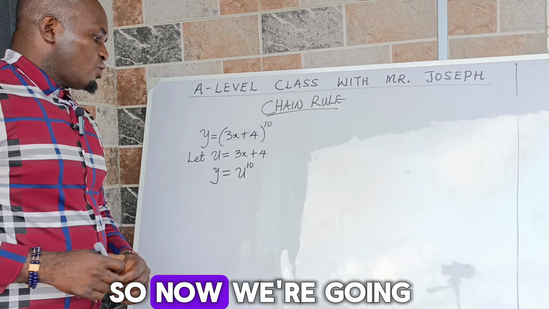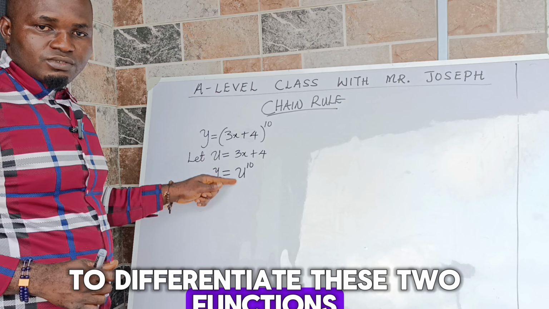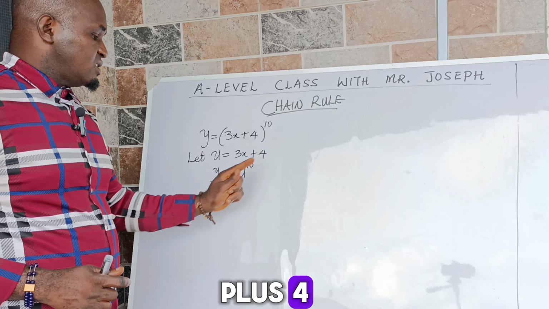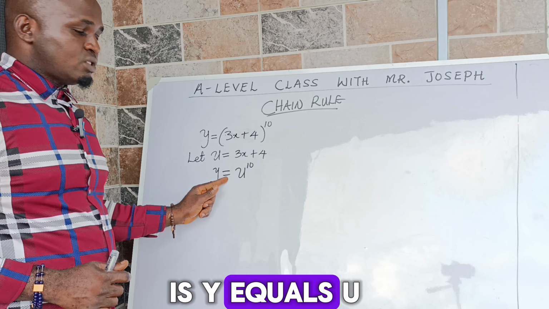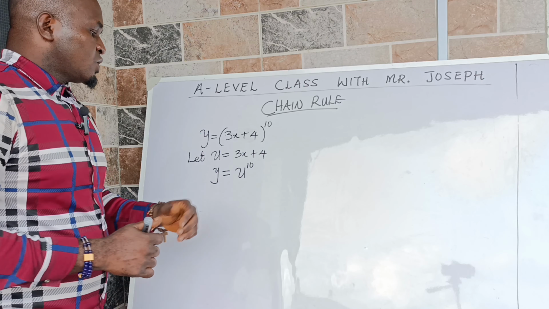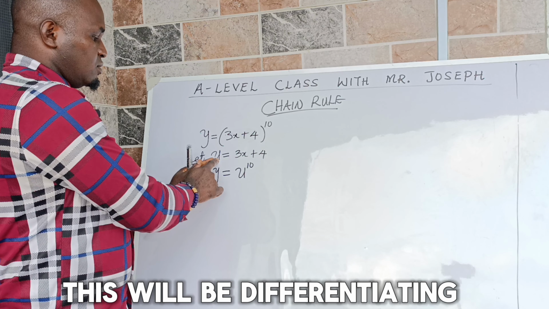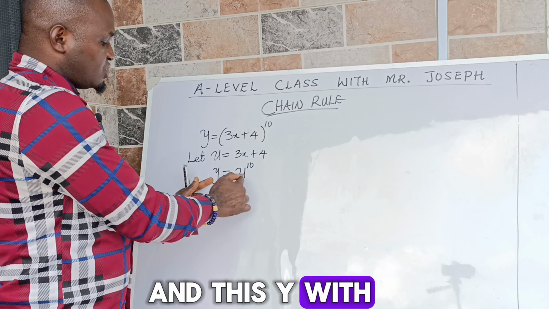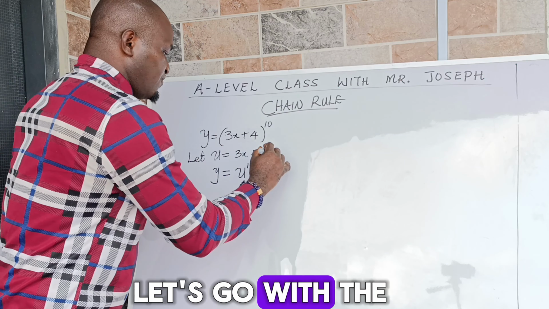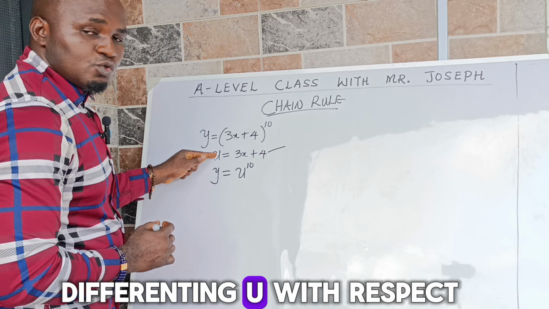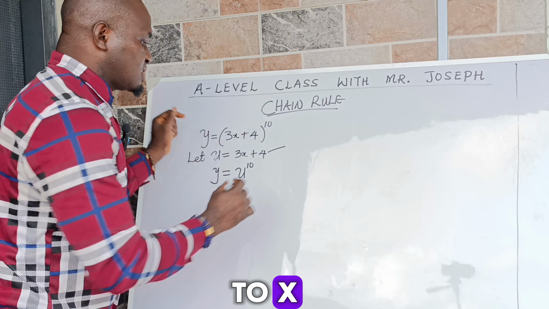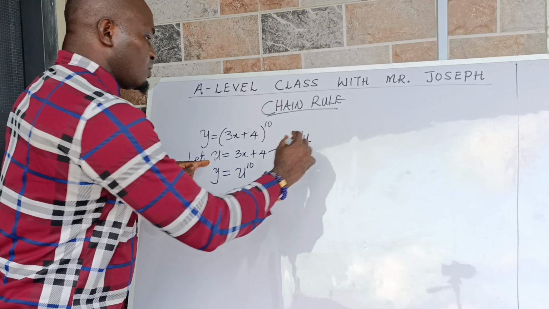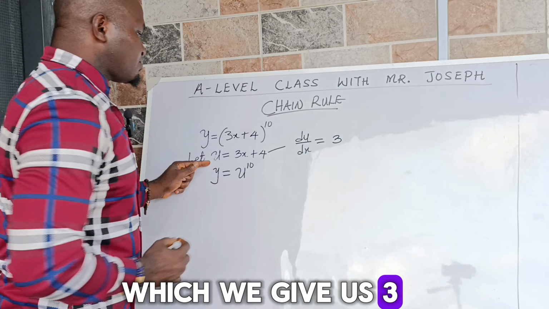All right. So now we are going to differentiate these two functions. The first one is u equals 3x plus 4, and the second one is y equals u to the power of 10. So we'll be differentiating u with respect to x and y with respect to u. Let's go with the first one. Differentiating u with respect to x, that is du/dx, which will give us 3.